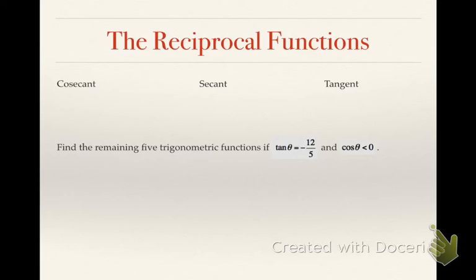Which leads us to the reciprocal functions. Okay. Cosecant is defined as the reciprocal of sine. Secant is defined as the reciprocal of cosine, so it's 1 over cosine. And tangent, that should have been cotangent. Let me change that. Cotangent is the reciprocal of tangent, so it's 1 over tangent.